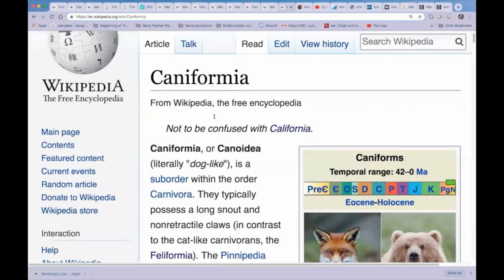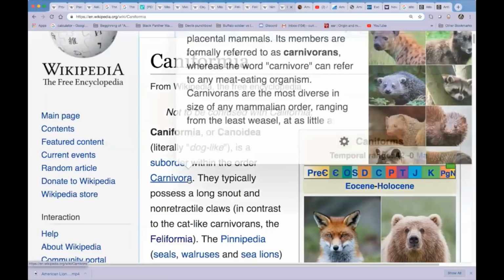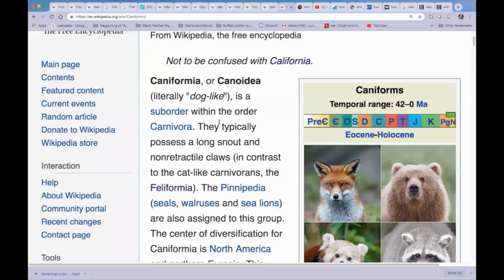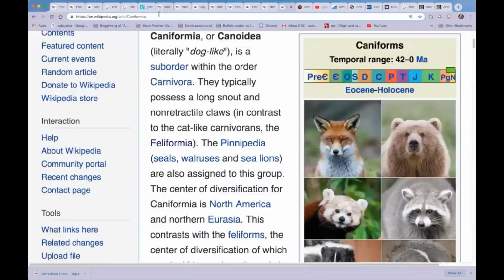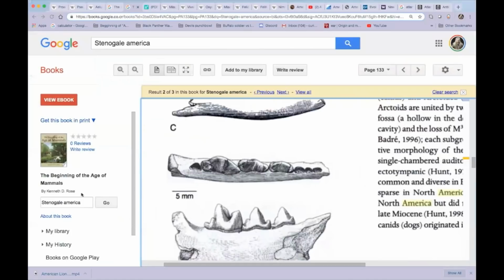All right, so now we're gonna talk about the Caniformia family or species, or Canoidea, literally dog-like, a suborder within the order of Carnivora. Remember, carnivora or carnivorans originated in America, all right? So we're gonna read about them. It says here in Wikipedia that the center of diversification for Caniformia is North America and Northern Eurasia. All right. So we're in this book now. It's called The Beginning of the Age of Mammals by Kenneth D. Rose. And just going to continue.